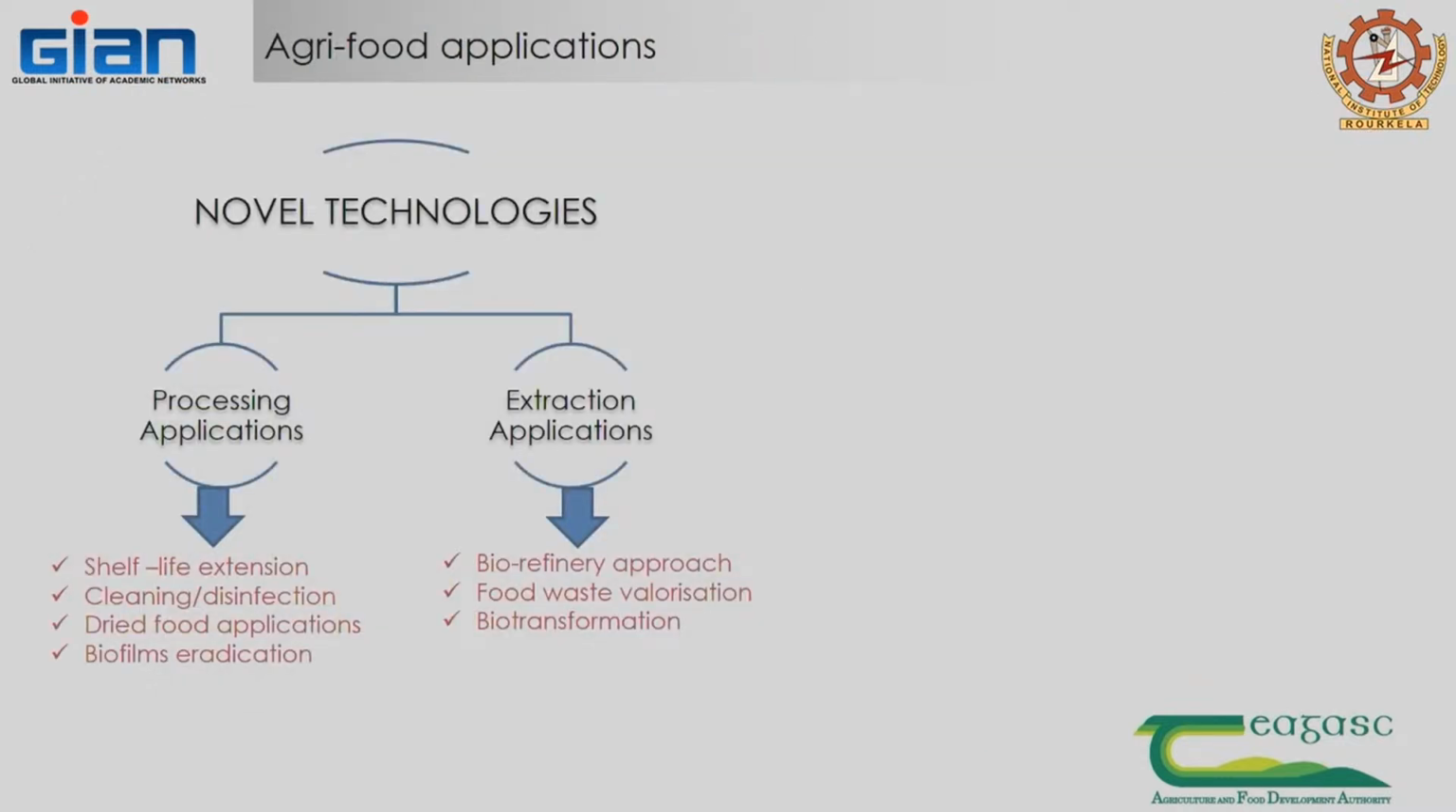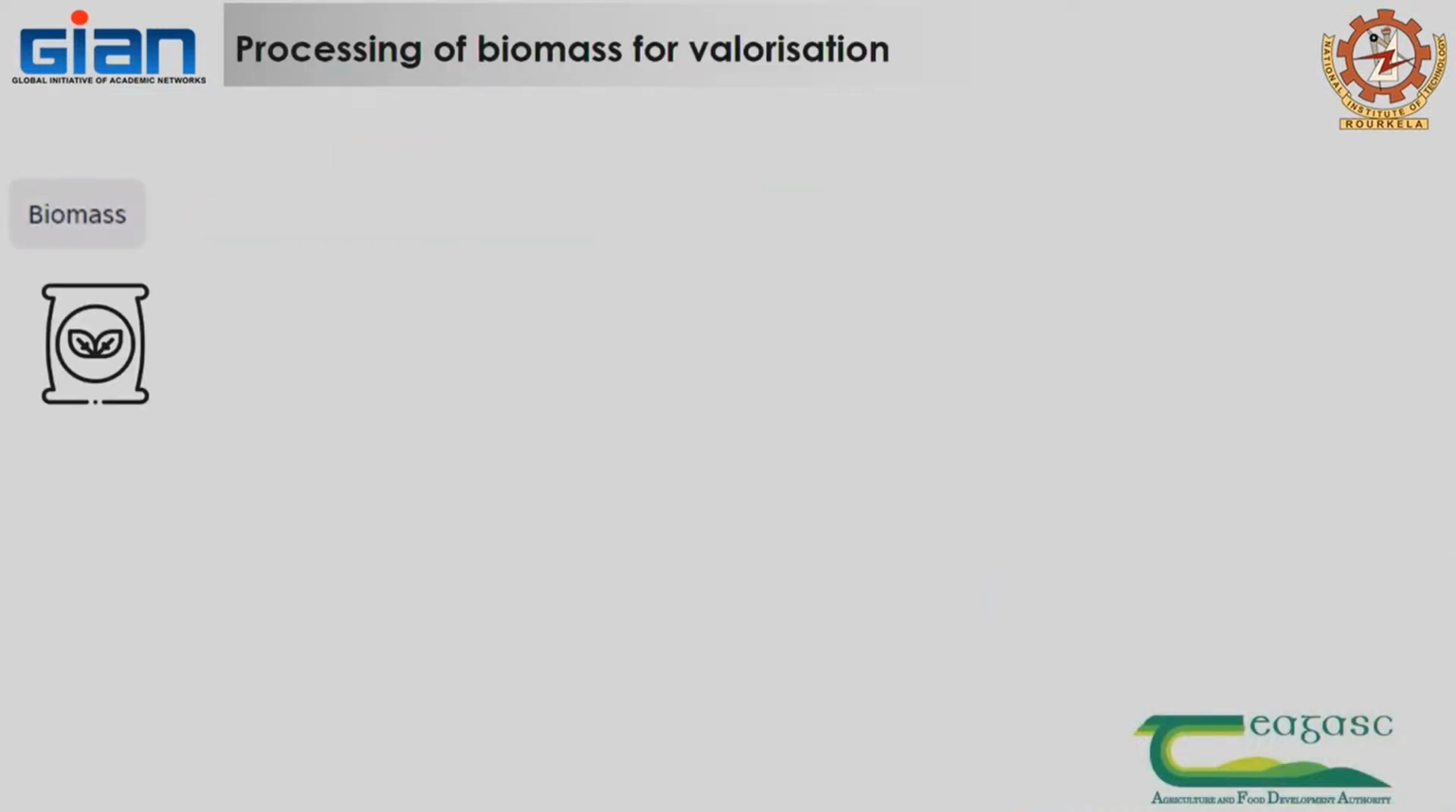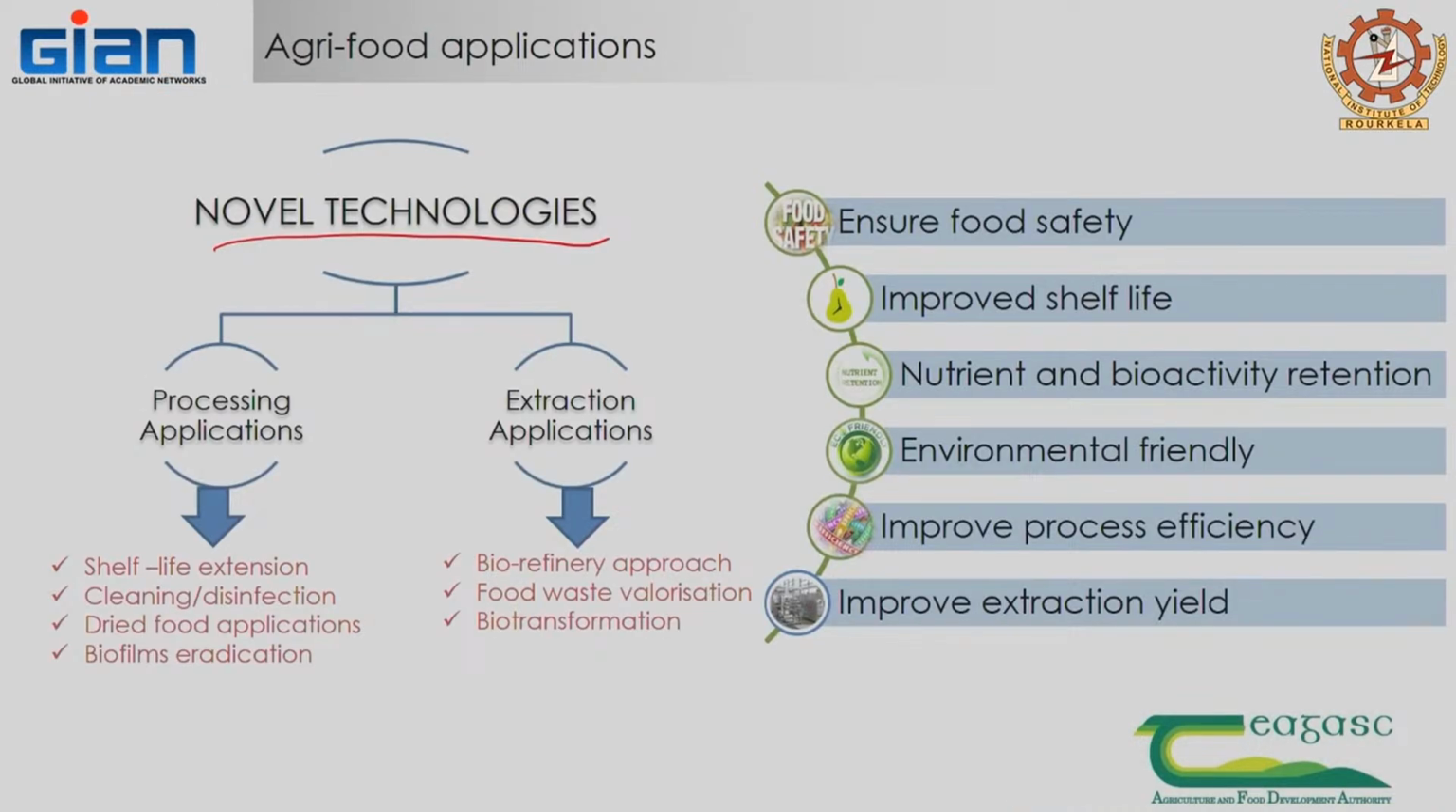So, first and foremost, what are novel technologies? Novel means new. As a new technology, you have a processing application mainly for improving shelf life, cleaning, disinfection, dried food application and biofilm eradication. Why are these four examples written?